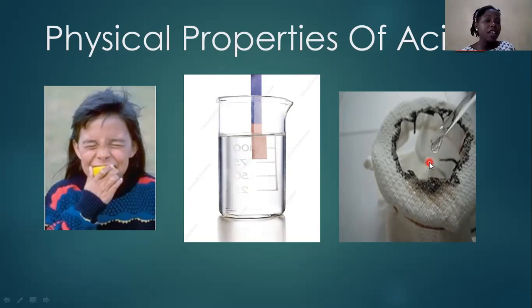Now, I'm sure you've heard of stories or situations where someone was poured acid and the person got burnt. That is corrosion of the person's skin. So the concentrated form of strong acid will cause corrosion. That is like burning, like what we are seeing in this diagram.